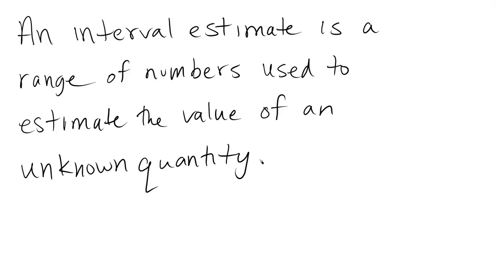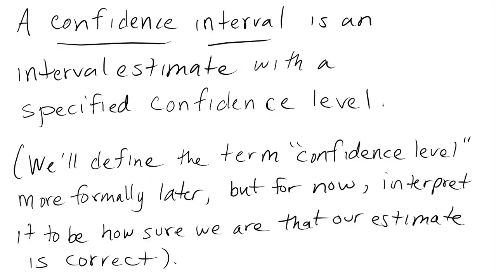Now, we haven't seen any examples of interval estimates in our class, but that's exactly what a confidence interval is. A confidence interval is an interval estimate with a special quality. A confidence interval is an interval estimate with a specified confidence level. Now, confidence level is a very technical term, and we're going to define it specifically later. For now, just think of confidence level the way that it sounds. A confidence level is basically how sure you are that your estimate is correct.